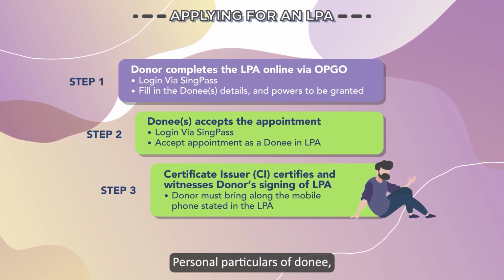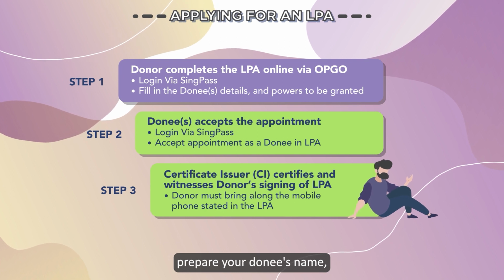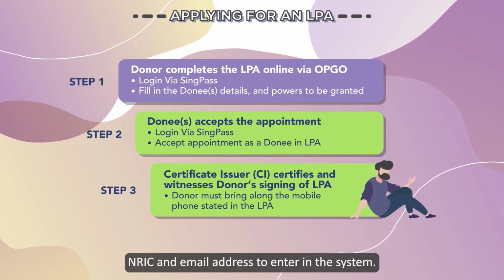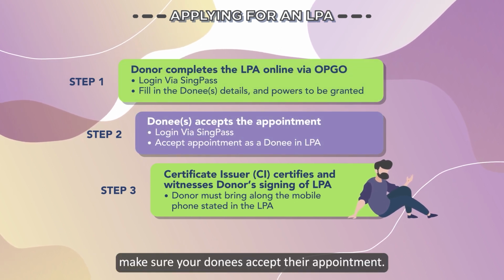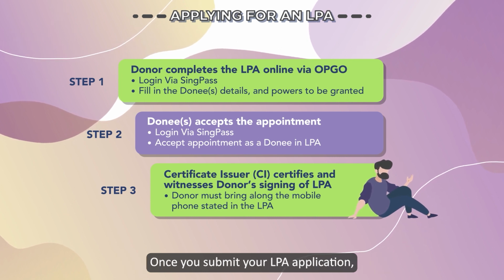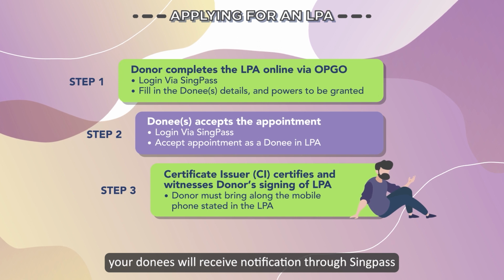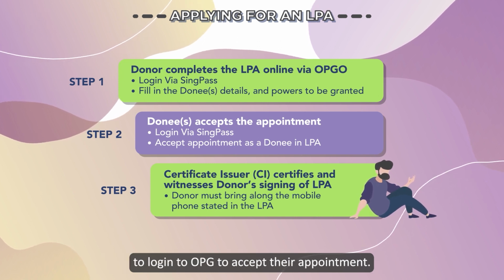Personal particulars of donee. Prepare your donee's name, NRIC, and email address to enter in the system. Step 2. Make sure your donees accept their appointment. Once you submit your LPA application, your donees will receive notification through SingPass to log into OPG to accept their appointment.